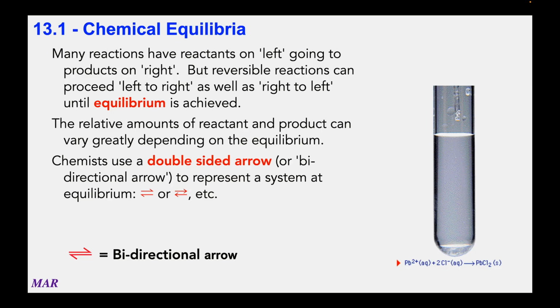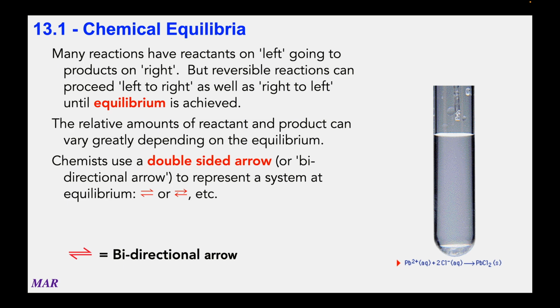So again, most of the time, up till this point, all of our reactions have been reactants on the left, products on the right. But we're going to look at a reaction now in a little bit more detail because there are many reactions which are reversible. And reversible reactions will go left to right as well as right to left. And eventually, the speed of left going to right equals the speed of the chemicals going right to left. And that's going to get us to equilibrium.